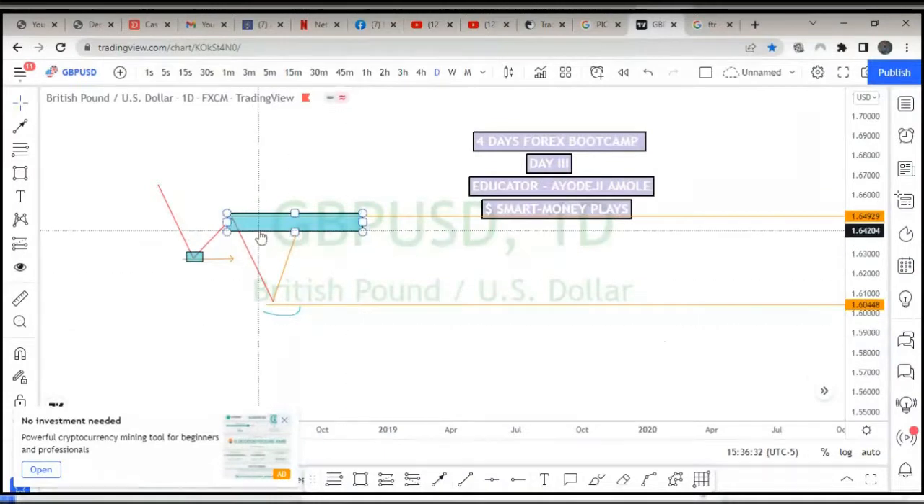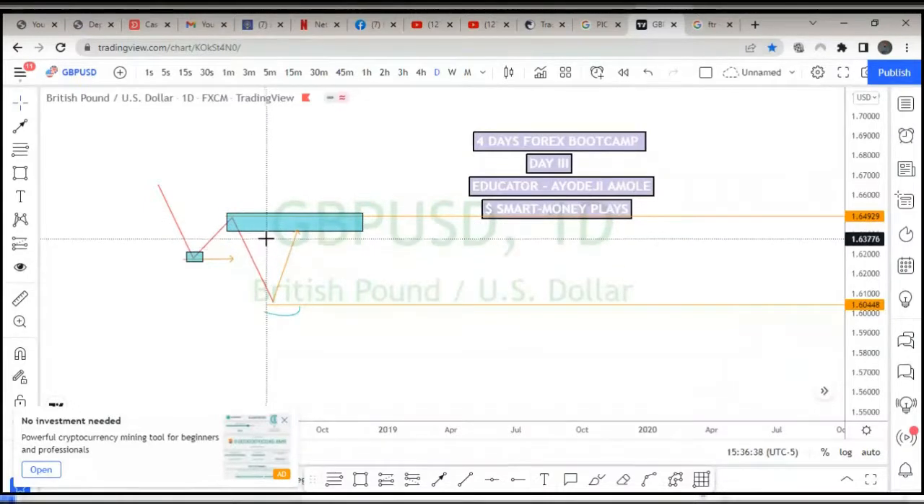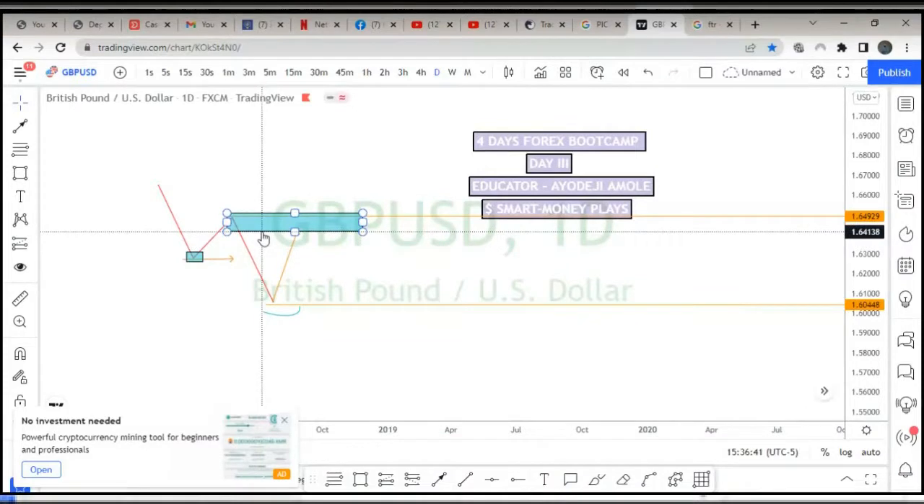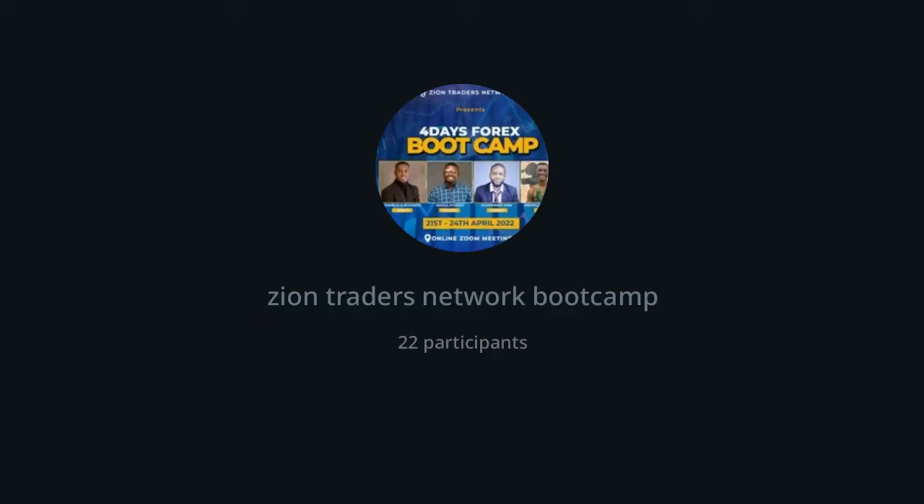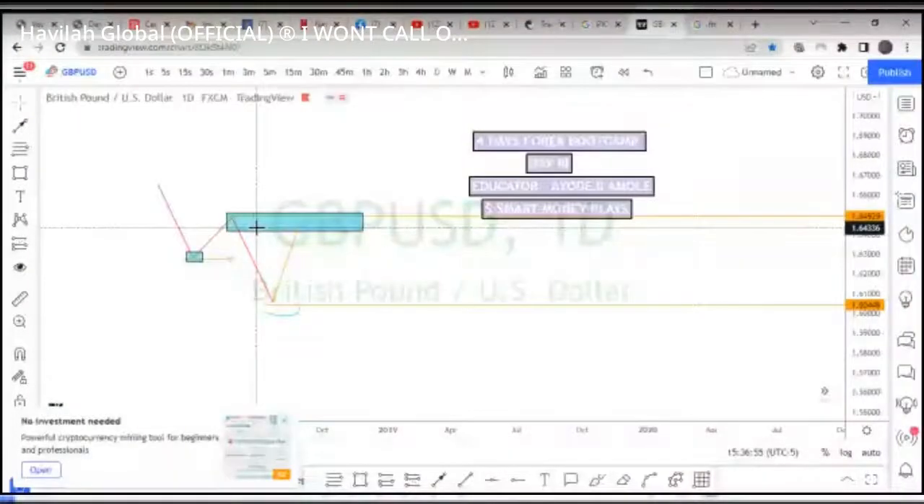But then you don't just mark it anyhow, because there are things that happen here that make you know that, okay, price is going to turn from this place. And that is what I'll be talking about this evening: smart money plays. What do I mean by smart money plays? Smart money plays simply means the signature of the movement of the smart money guys.